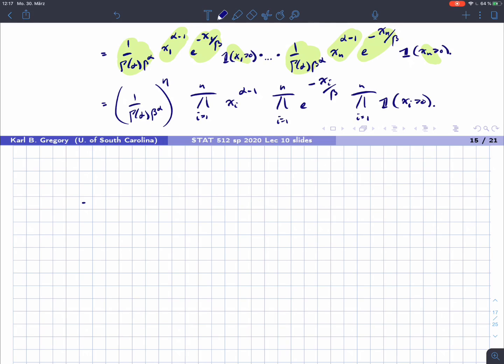Let's keep simplifying. So in front I've got this thing. Let's take a look at this. Each term in the product is raised to the power alpha minus 1. So I can write this as this whole product to the power alpha minus 1.